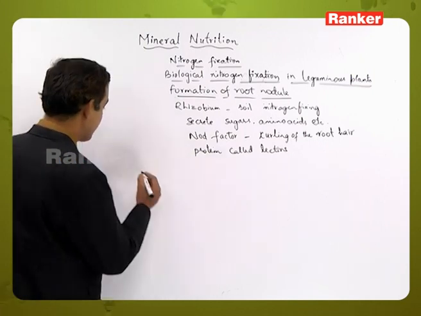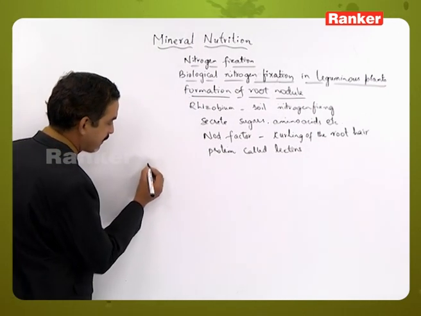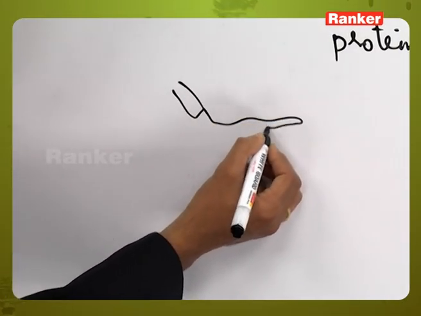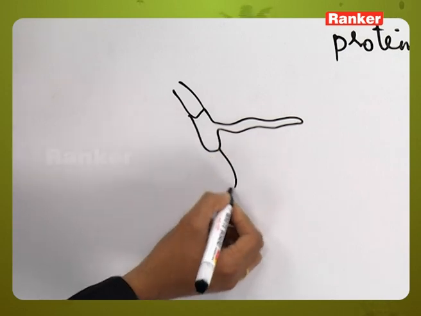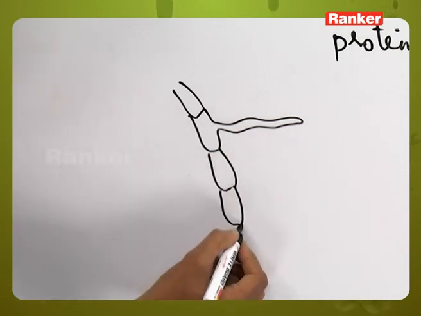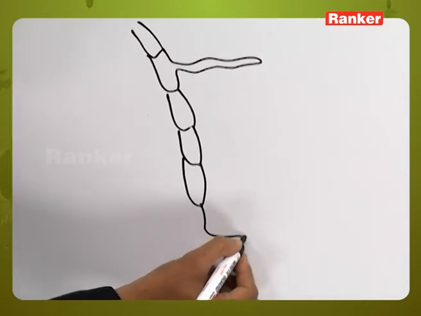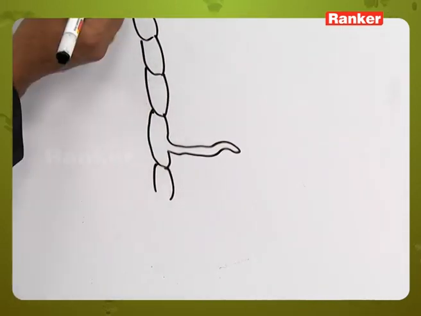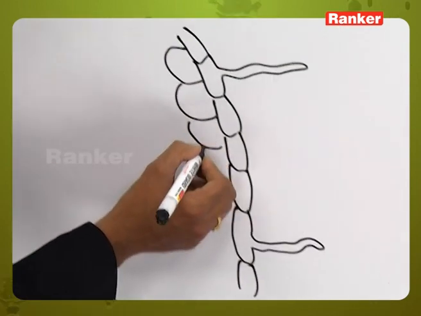So, in this process, let us see it in the form of a diagrammatic representation, where this is a section of the root in which the root hairs are present. This is the epidermal part of the root, and some of the epidermal cells are producing the hairs. We call them root hairs, and this is the inner part of the root.